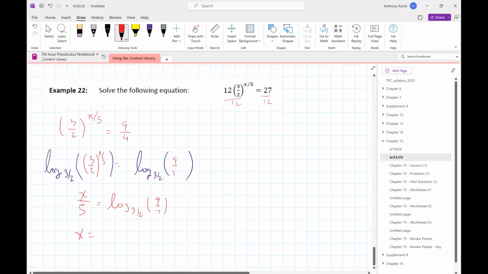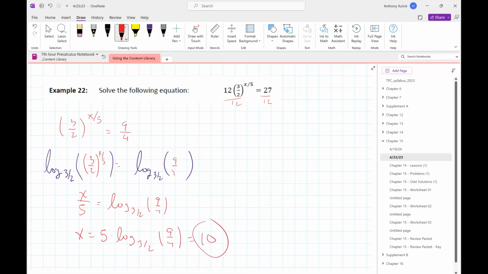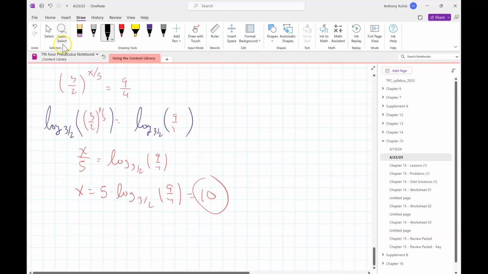Multiply both sides by 5. And then it's calculator time. When I type that all into my calculator, I get 10. Or you could do it in your head if you're a math teacher.